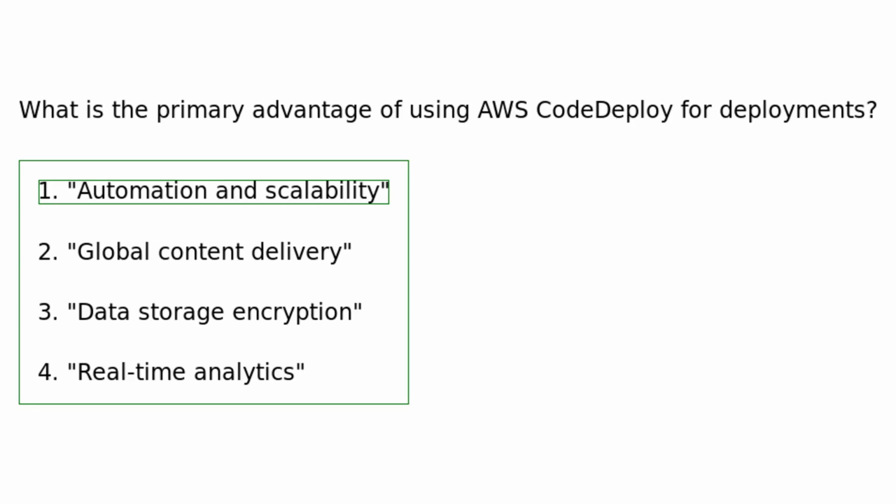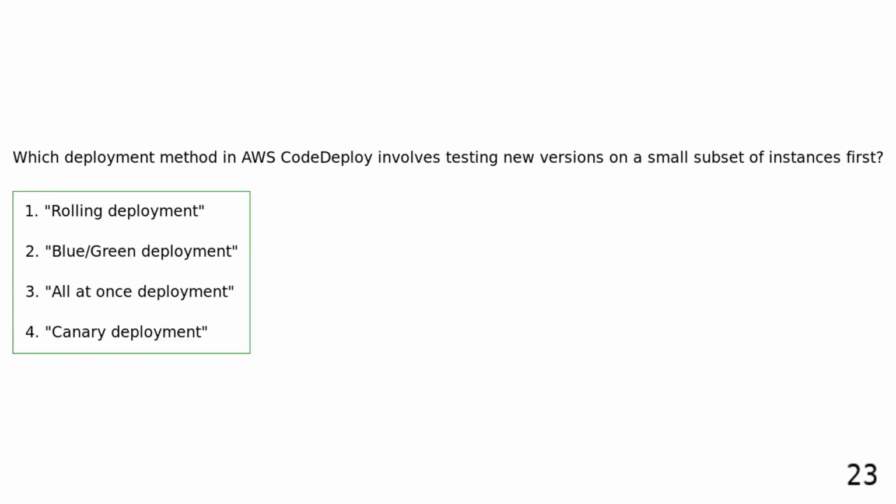Which deployment method in AWS CodeDeploy involves testing new versions on a small subset of instances first? Rolling deployment. Blue/green deployment. All-at-once deployment. Canary deployment. Canary deployment in AWS CodeDeploy allows testing new versions on a small subset of instances before rolling out to the entire fleet.